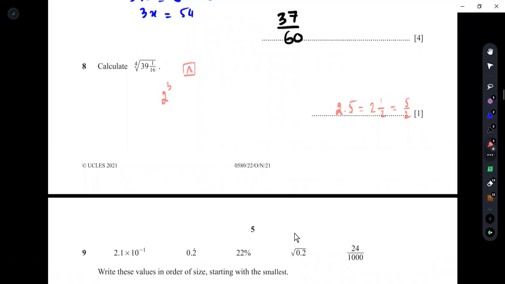So the root 4 means the power 1/4. It means 1/16 raised to the power 1/4, which can also be written as 0.25, because 1/4 is a quarter, 0.25, or you can write 1/4. So you'll get this answer directly from your calculator.